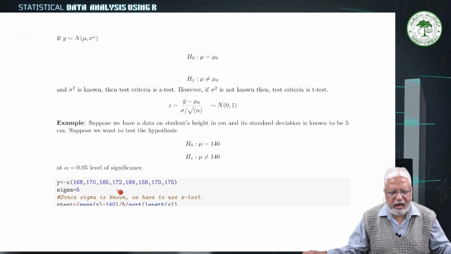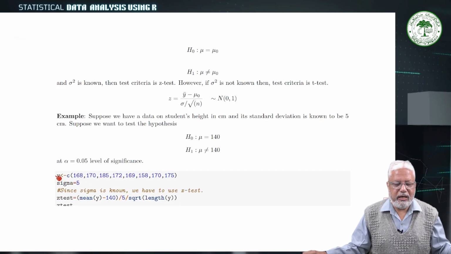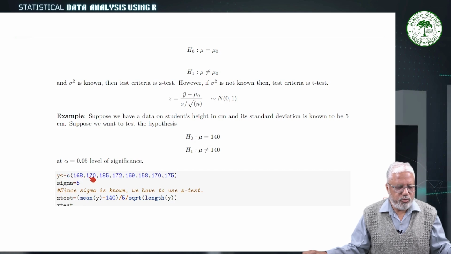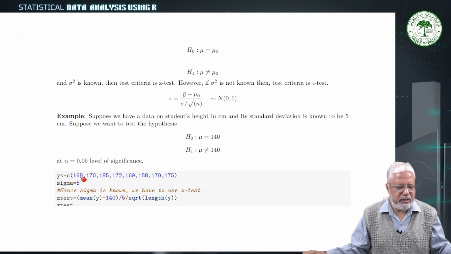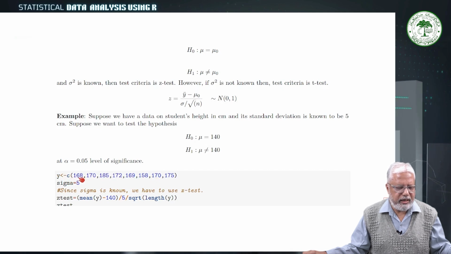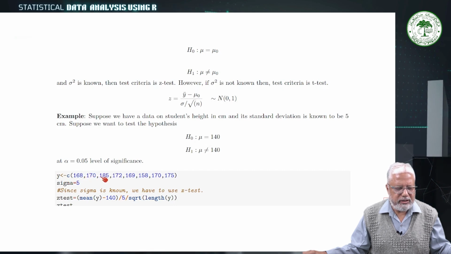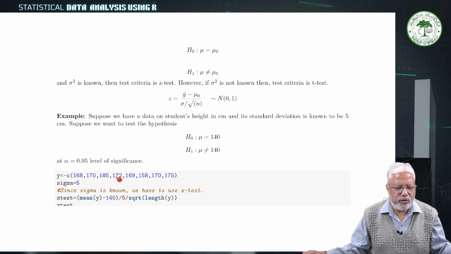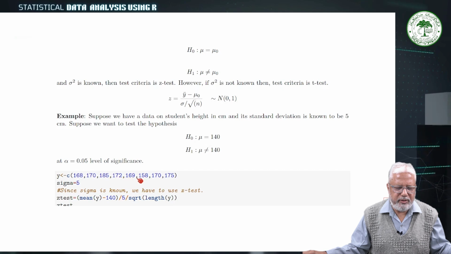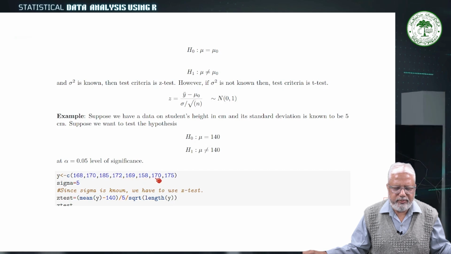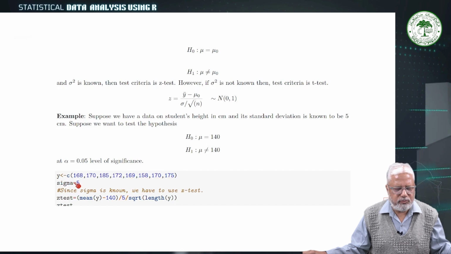Then we are creating a data. See what we are doing actually, we are going into the field, we are collecting some sample of students and then by some procedure. So, here the first randomly selected student has height 168 centimeters, another one is 170 centimeters, the third one is 185 centimeters, the fourth one is 172 centimeters, and the fifth is 169 centimeters, then 158 centimeters, 170 and 175 centimeters. And sigma we have already assumed that it is 5.